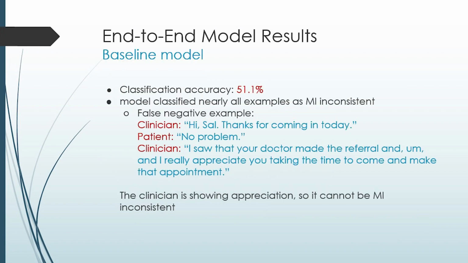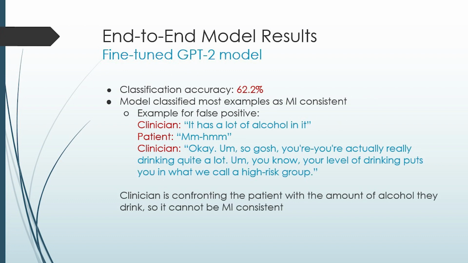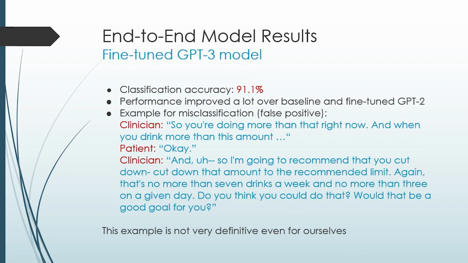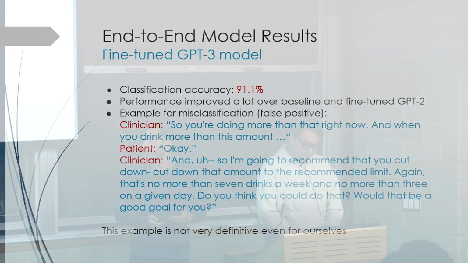For the end-to-end results, the baseline model got 51% accuracy, and it classified nearly all examples as MI inconsistent, even the examples that were clearly MI consistent. The fine-tuned GPT-2 model got 62% accuracy, and it classified most examples as MI consistent, even the examples that were clearly inconsistent. The fine-tuned GPT-3 model got 91% accuracy, and actually the examples that it got wrong were a little bit confusing even for ourselves.